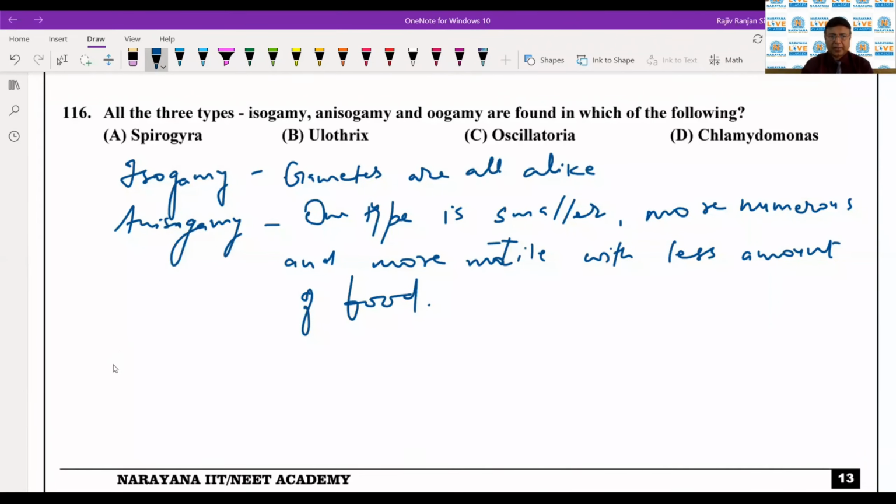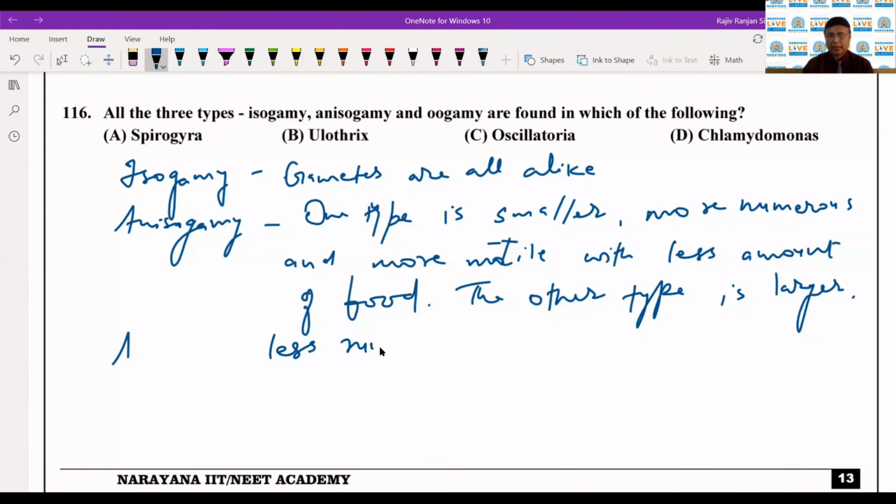The third type is anisogamy, one more. The other type is larger comparatively, less numerous, and less motile, each with more food.